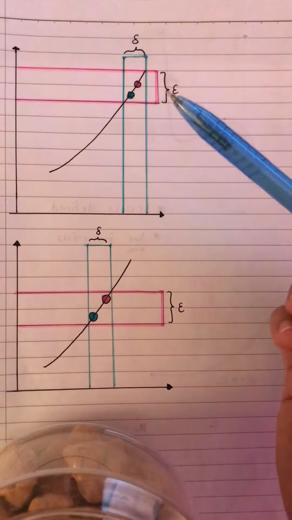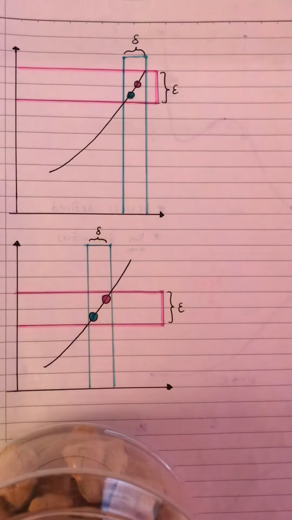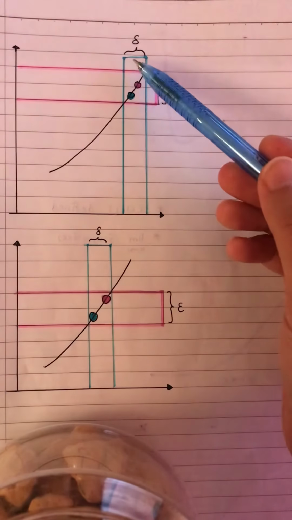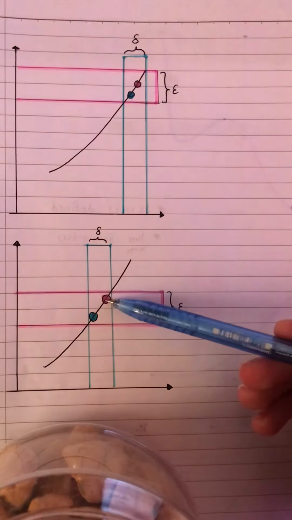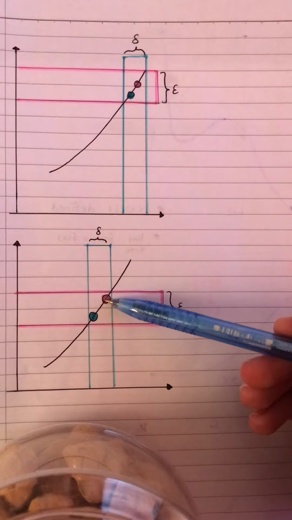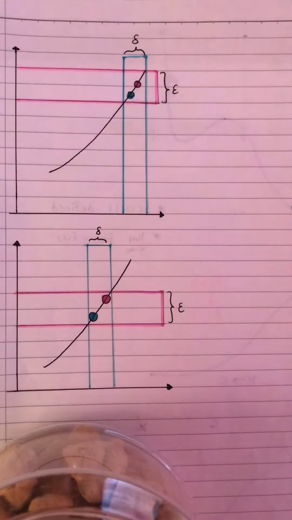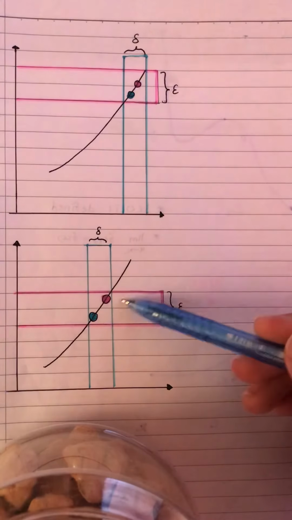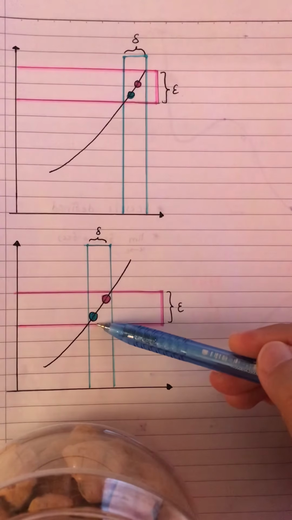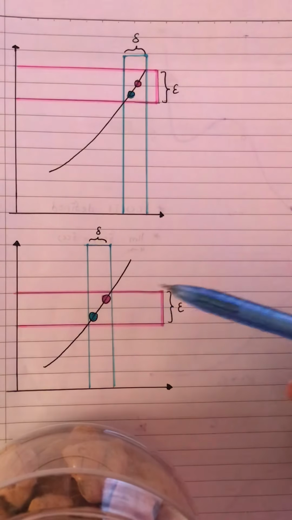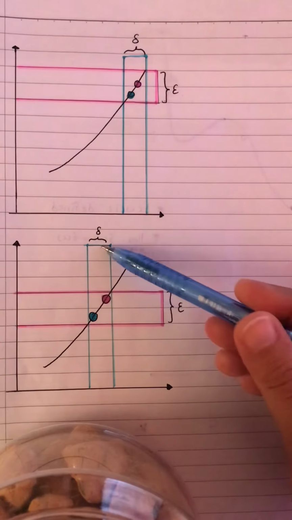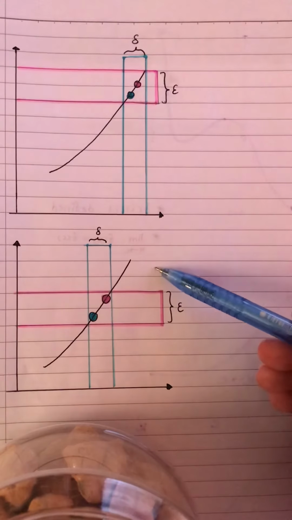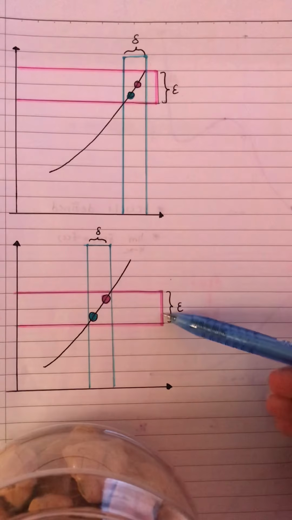But it's not enough to just show it for those 2 points. We have to show it for every point in the function. So in this case, we have another 2 points further down in the function. We have to guarantee that if they are within delta, then the images are going to be within epsilon.